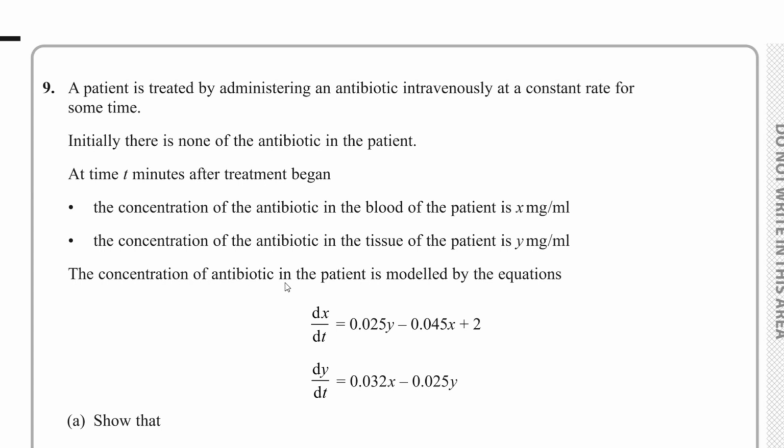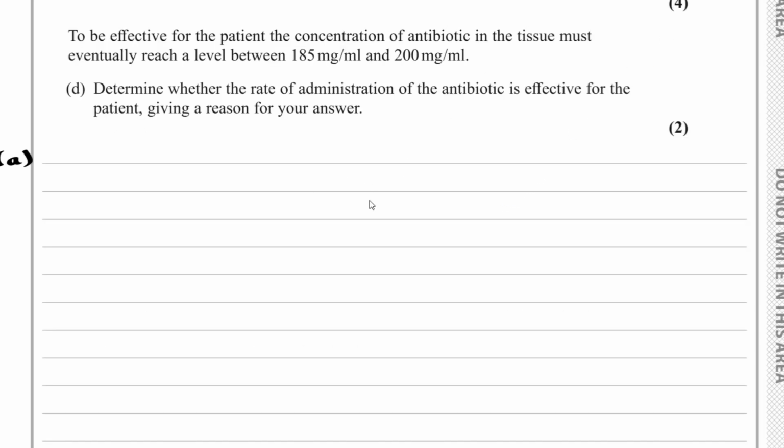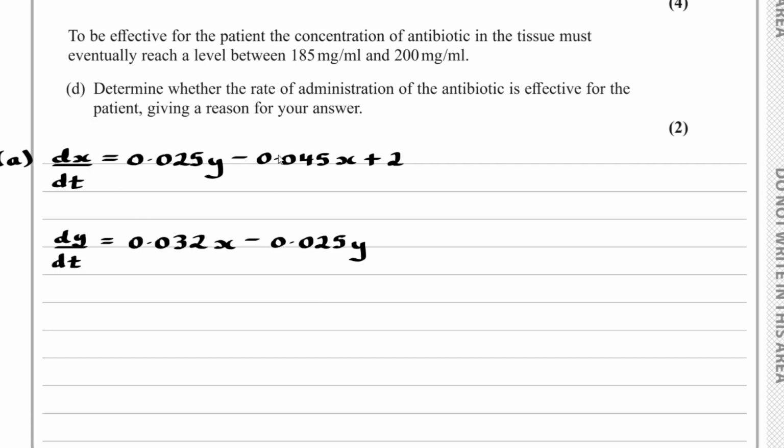The concentration of the antibiotic in the patient is modelled by the differential equations dx over dt equals 0.025y, subtract 0.045x plus 2, dy over dt equals 0.032x, subtract 0.025y. We have to show for part A that 40,000 d squared y over dt squared plus 2,800 dy over dt plus 13y equals 2,560. So for part A, we've got our differential equations.